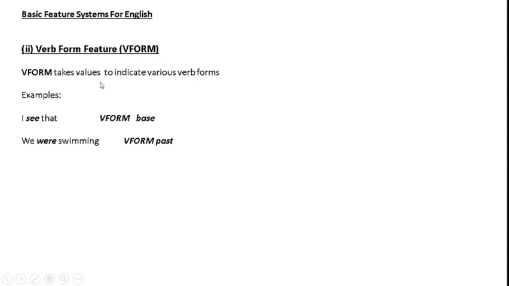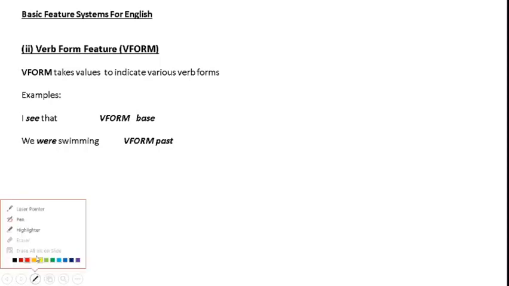Let us see some examples for the V form feature. Here a sentence is given: "I see that." What can be the V form value? First of all, we need to understand which is the verb in that sentence, then only can we comment about its form. If you consider that sentence, see is the verb, and see is the base form of seeing or saw. So the V form value for this verb see is base.